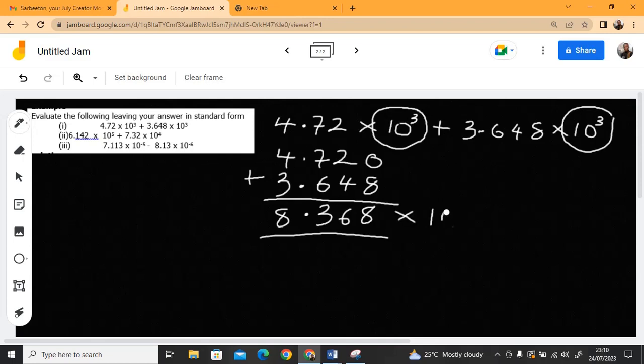You can recall that both of them have 10, so you pick one of the 10 times 10 raised to power of 3. So that is it. Your answer is 8.368 times 10 raised to power 3. This is how you solve this.